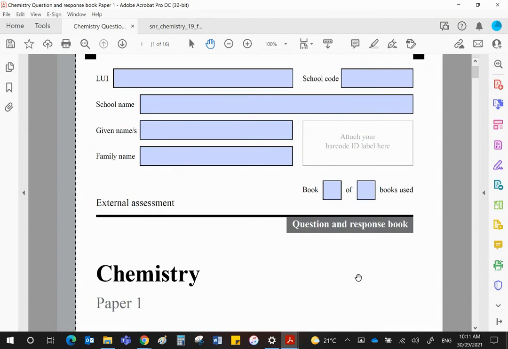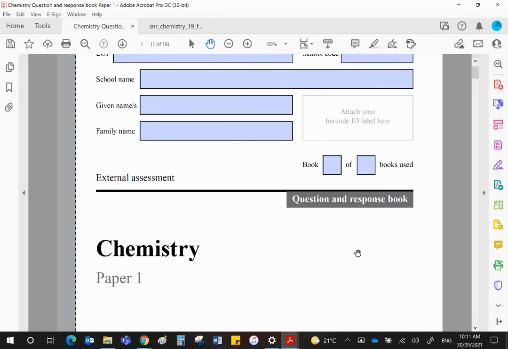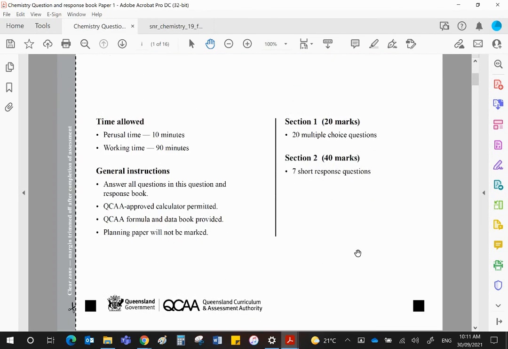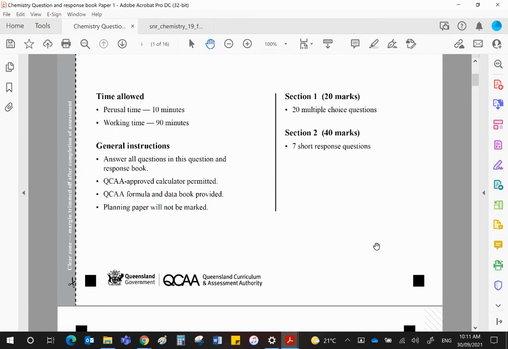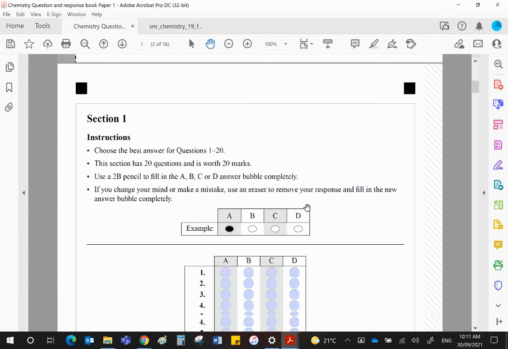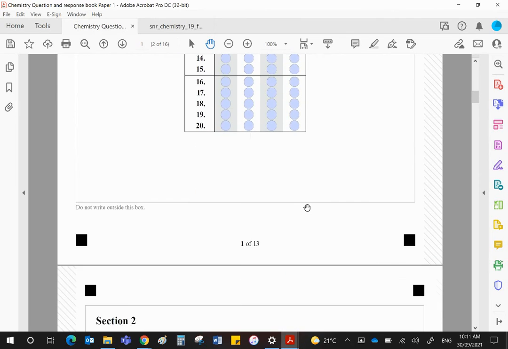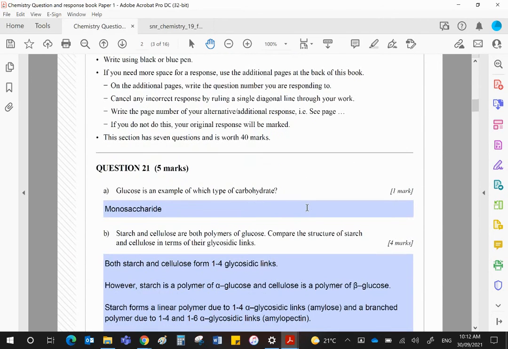Okay, let's have a look at paper one from the externals from last year. Obviously, this is combined with the multiple choice to do the entire paper. Okay, so question 21. Straightforward recall. Glucose is an example of a monosaccharide. Hopefully, that shouldn't have presented any problems. Nothing to understand, just learning.